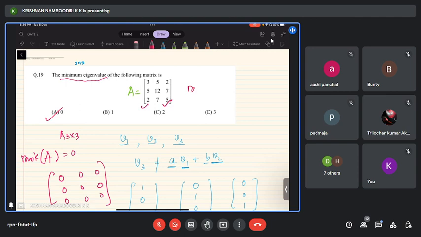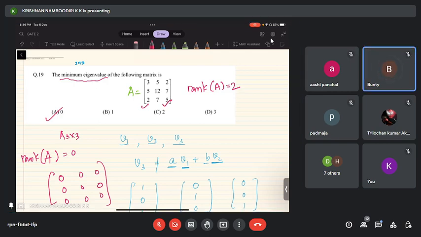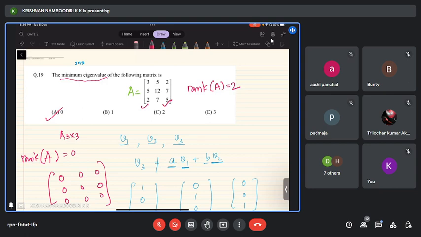The rank of the matrix, rank of A is equal to what? Is it 3? 2. Yeah, it is equal to 2. What does that mean? This is not a full rank matrix. What does that mean? The determinant of A is 0. What does that mean? That means 0 is one of the eigenvalues. Does everybody agree with that? Yes, sir. So does everybody agree with the fact that 0 is the answer to the question?